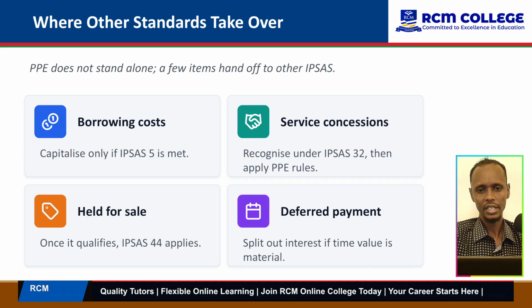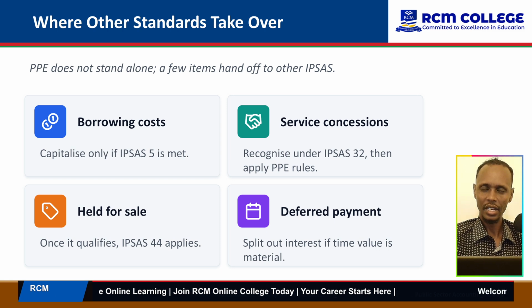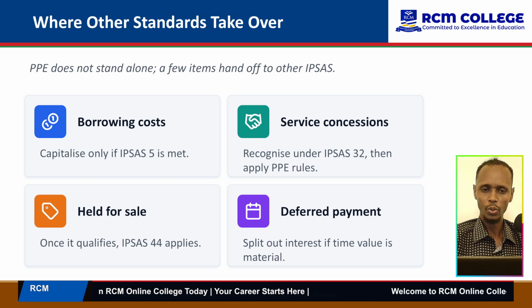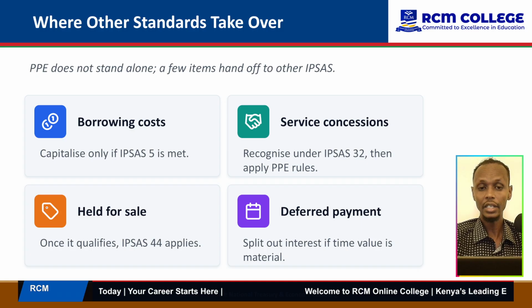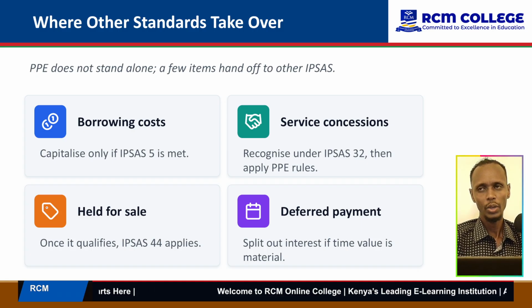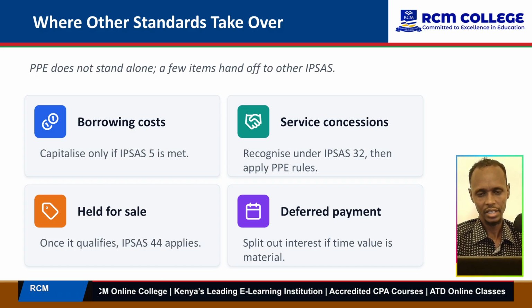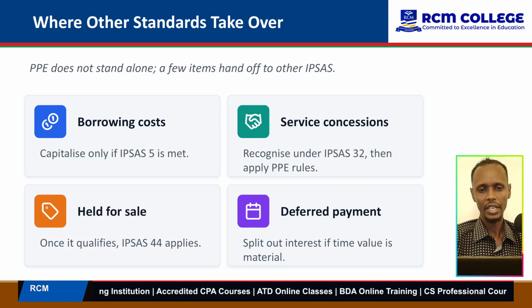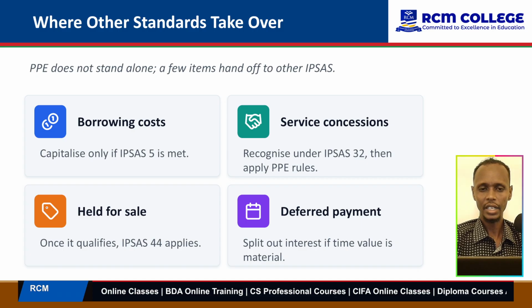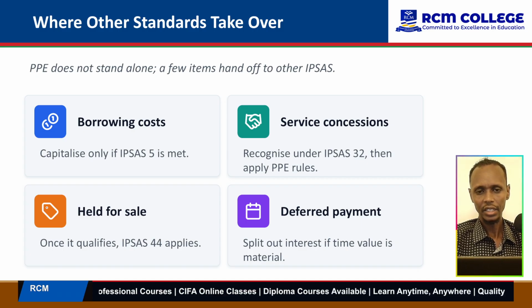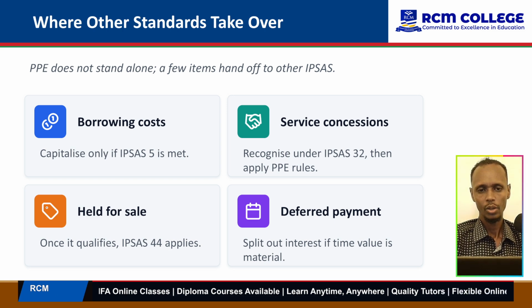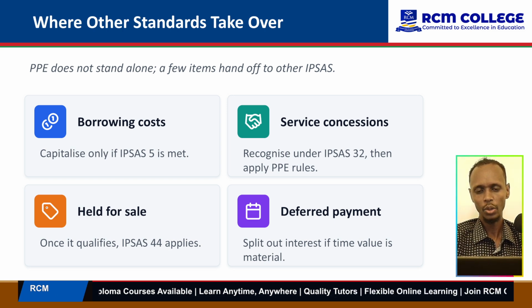Okay, where other standards take over. For borrowing costs, when you borrow to buy an asset and you incur interest, IPSAS 5 gives you two options. The direct method, which is straightforward, is to expense every interest, or the allowed alternative approach, which is to capitalize any interest related to that asset. So IPSAS 5 applies, and you refer to that IPSAS.